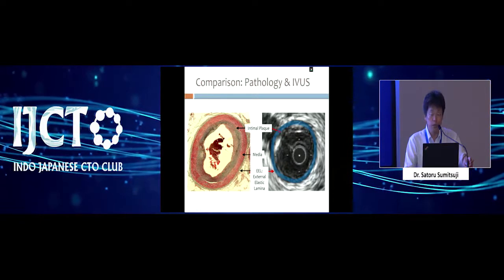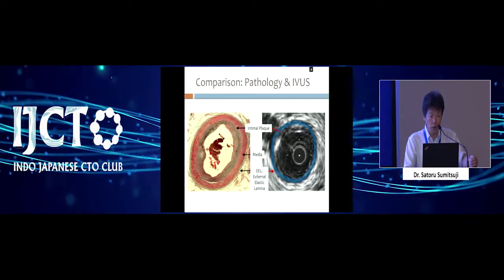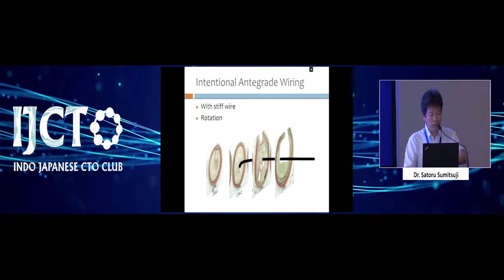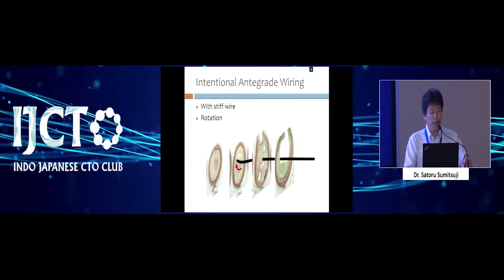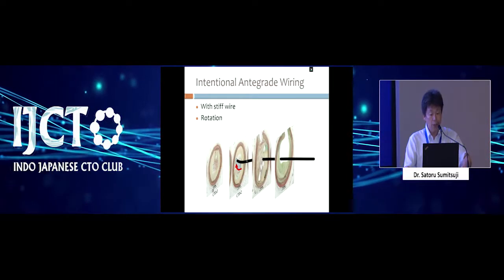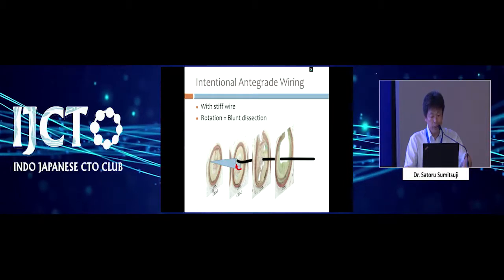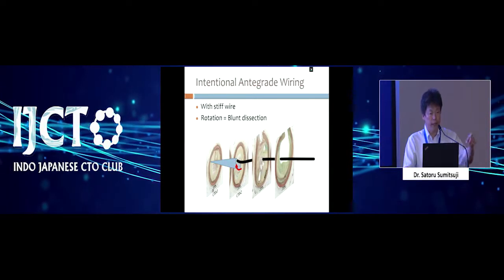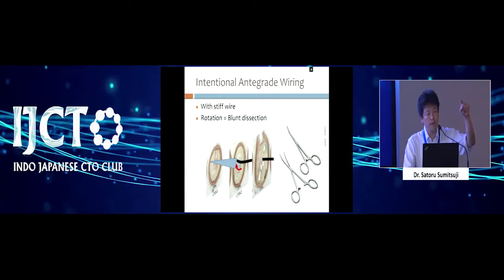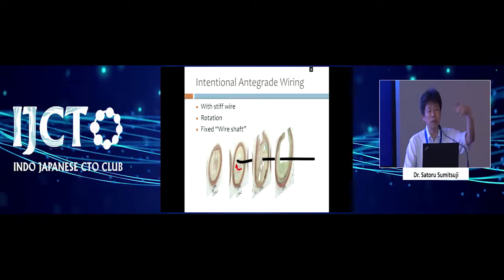So we can make the possible zone of the media on the IVUS image. How to use it? I'm sorry, this is a different point. This is how to move the wire, how to control the wire. Wire inside the total occlusion, and if the shaft part of the guide wire is fixed, we can control the wire. And the wire makes the dissection and it goes advance and advance.